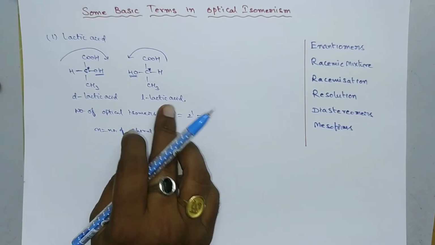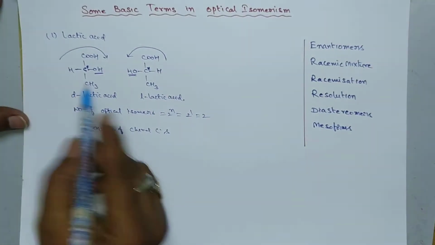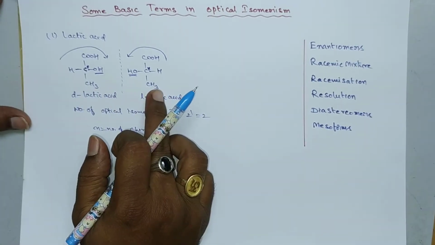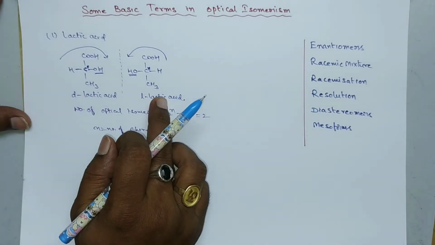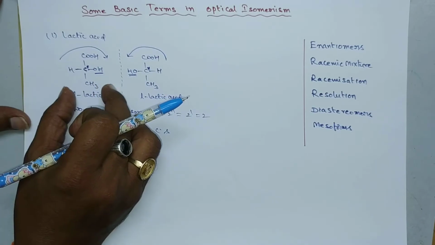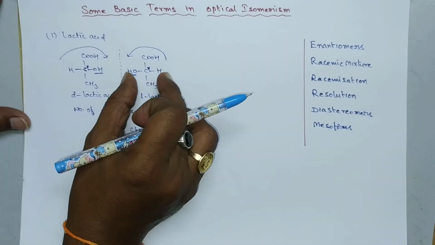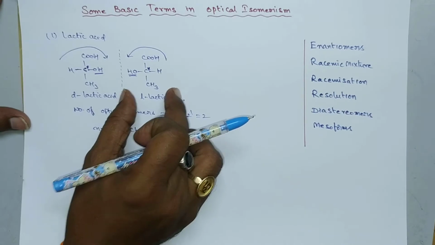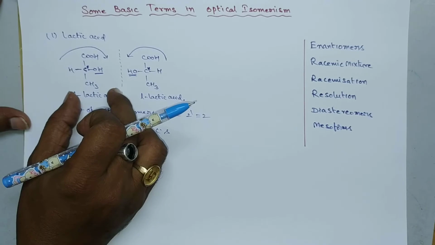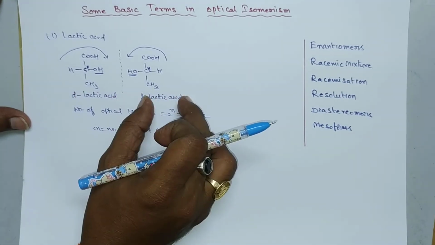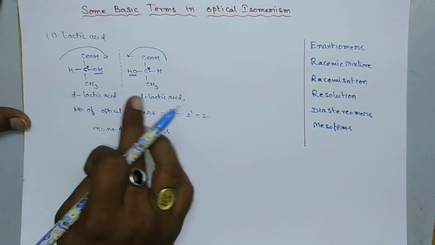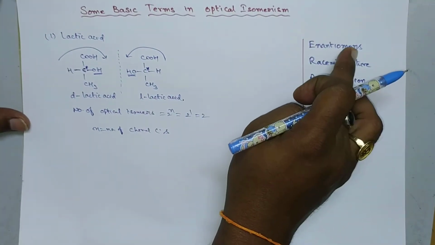If you observe these two molecules, there exists a mirror image relationship between them. The mirror image of this molecule is this one. If you superimpose one molecule on the other, there is no coincidence because there is a difference in H and OH. So these are not superimposing. That's why these two molecules are non-superimposable and possess a mirror image relationship. The optically active isomers which have a non-superimposable mirror image relationship are called enantiomers.